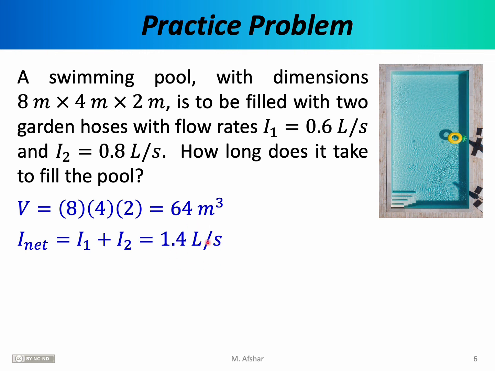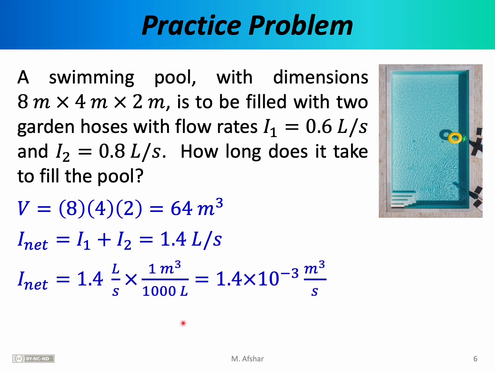Now note that the liter is not an SI unit, so we need to convert it to cubic meters. We can do that using the factor label method. We need to know that there are 1,000 liters to 1 cubic meter. Dividing 1.4 by 1,000, we find that the net flow rate is 1.4 times 10 to the minus 3 cubic meters per second. Now that we have the volume and the net flow rate, figuring out time is relatively easy.